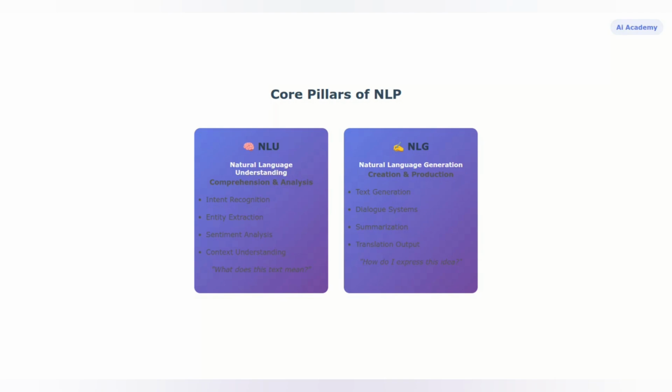On the other hand, natural language generation is about creation. It's how computers produce human-like text or speech. Think of when ChatGPT writes an essay for you, or when your GPS says, "Turn left in 200 meters." That's NLG in action. NLG involves tasks like text summarization, where a computer reads a long article and creates a short summary, or dialogue generation, where chatbots create appropriate responses to user queries.